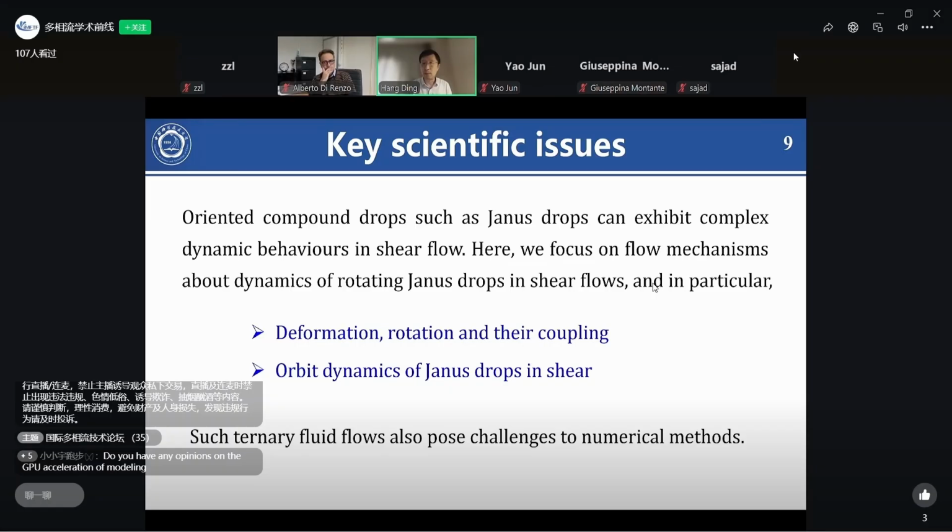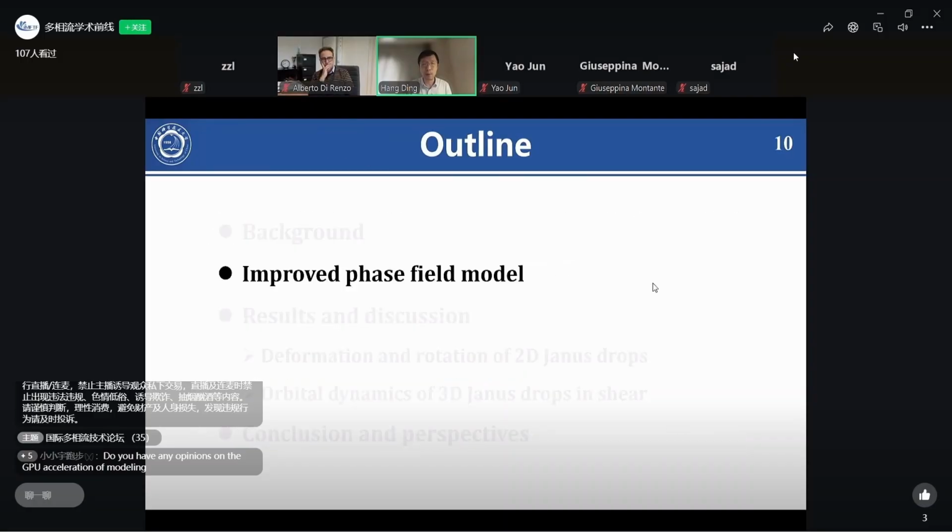On the other hand, because such a Janus droplet would involve three different kinds of fluids, it also poses challenges to numerical methods. So we are showing some numerical methods here. The method we call the improved phase field model.